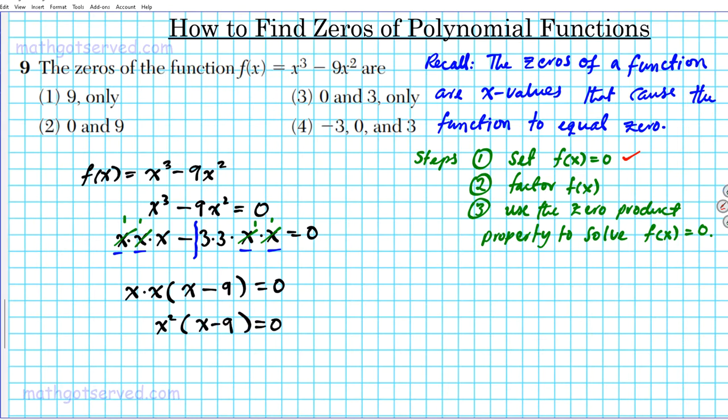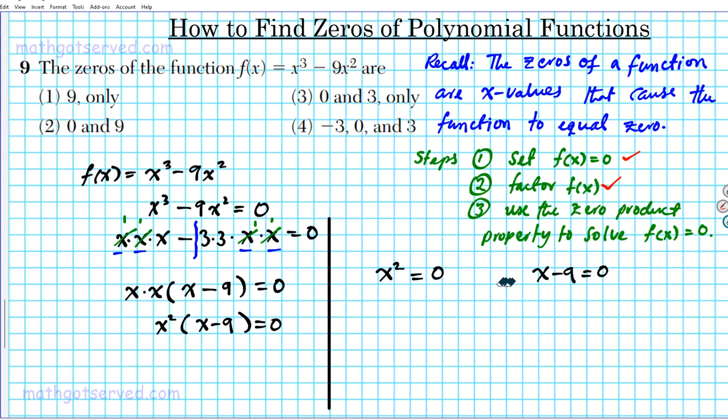Okay, so now we are done factoring. We factored it completely. We are now going to use the zero product property to finish this off. We're done with step 2. Now step 3 uses the zero product property. So if the product of two factors equals 0, the first one is equal to 0, or the second one is equal to 0. So you take the first factor, x squared, say that equal to 0. And then the second factor, x minus 9, say that equal to 0 also.